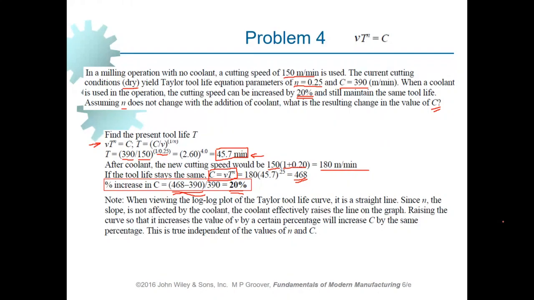Okay, are there any questions on this? One more time, keep in mind that C is the constant value, and it is interpreted as the cutting speed giving us a lifetime of 1 minute. So in dry machining, V gives us a tool life of 1 minute, and when we make use of the coolant, the value of V will increase, and accordingly the value of C will also increase by the same 20%.